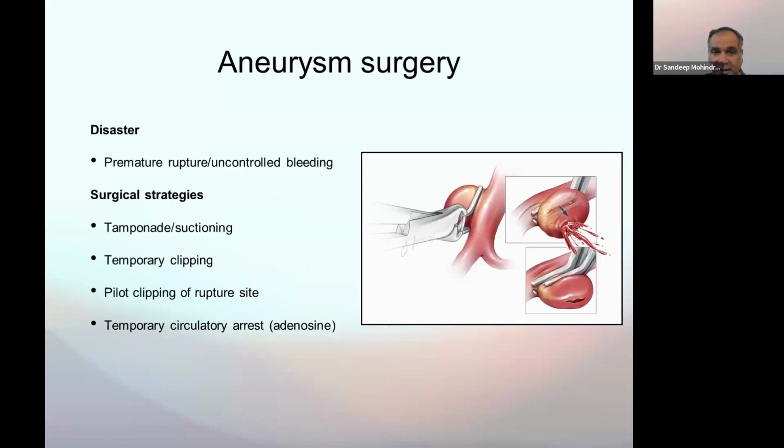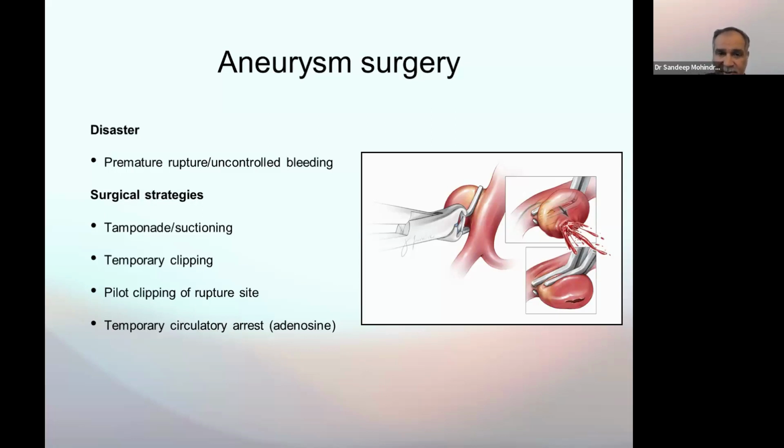Now the disasters which we face in aneurysm surgeries are not pertaining only to the ACOM aneurysm. The most fearful complication with aneurysm surgery is premature rupture and uncontrolled bleeding. Even that is okay till the brain itself swells tremendously, making the surgeon shiver and abandon the surgery.